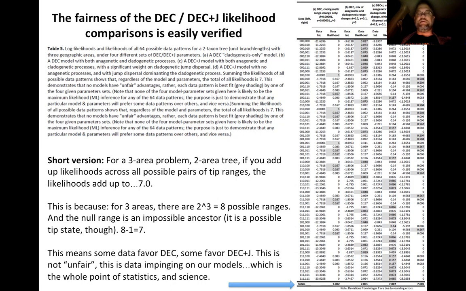And that's because in a 3-area problem, you have 8 possible ranges. One range is the null range. It's an impossible ancestor, so the likelihoods add up to 7. This proves that the likelihoods are fair, they're accurate, and that no specific model has an advantage. It's just certain models are favored by certain data sets and other models are favored by other data sets. Which data sets you see in nature is an empirical question. That's not unfairness. That's just science, right?